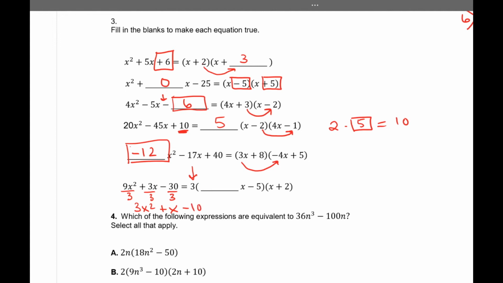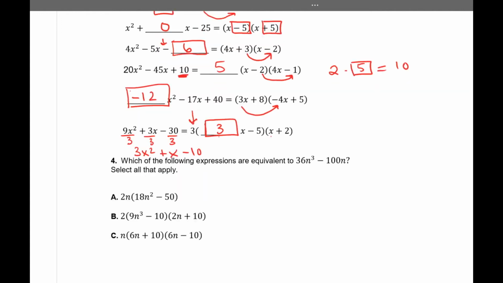Okay? So now, all I need to do is figure out what number goes in this box. So I divided these all by 3. So how do I get this 3x squared? Blank times x gives you 3x squared. Well, just 3. 3 times x gives you 3x squared. And there's your answer. Alright, next one.